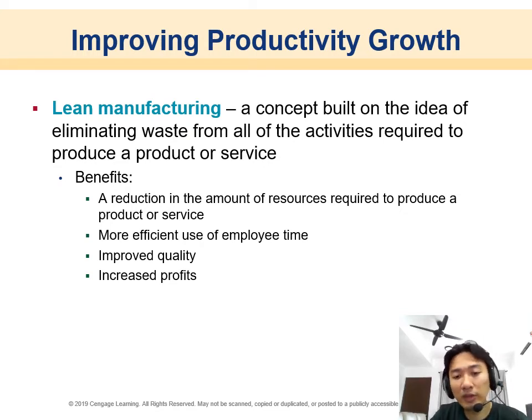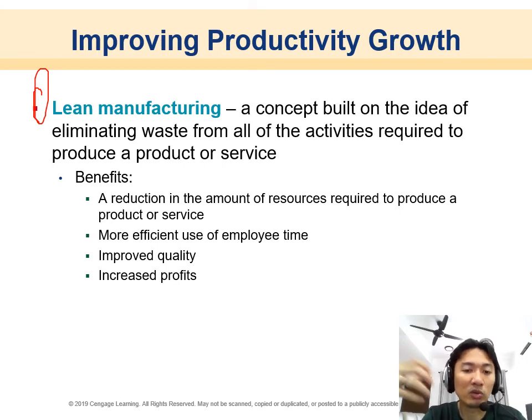One way for them to improve productivity is by using lean manufacturing. What is lean manufacturing? This is a concept, an idea. The concept says that we should eliminate waste from all activities required to produce a product or service. So a company that uses lean manufacturing would try to eliminate as much waste as possible in all of the steps to produce the product or services.